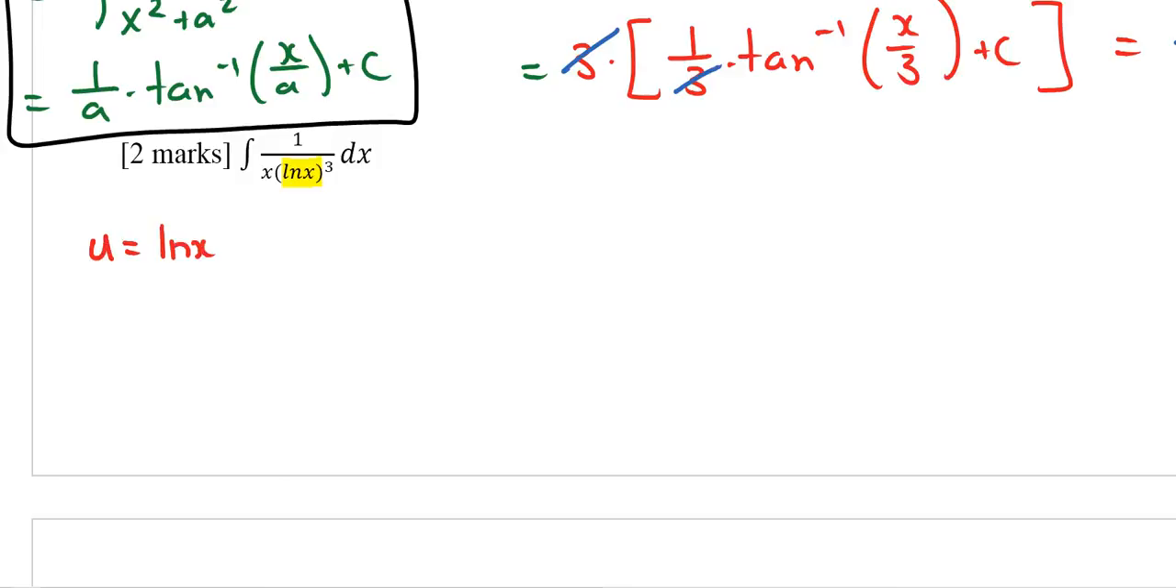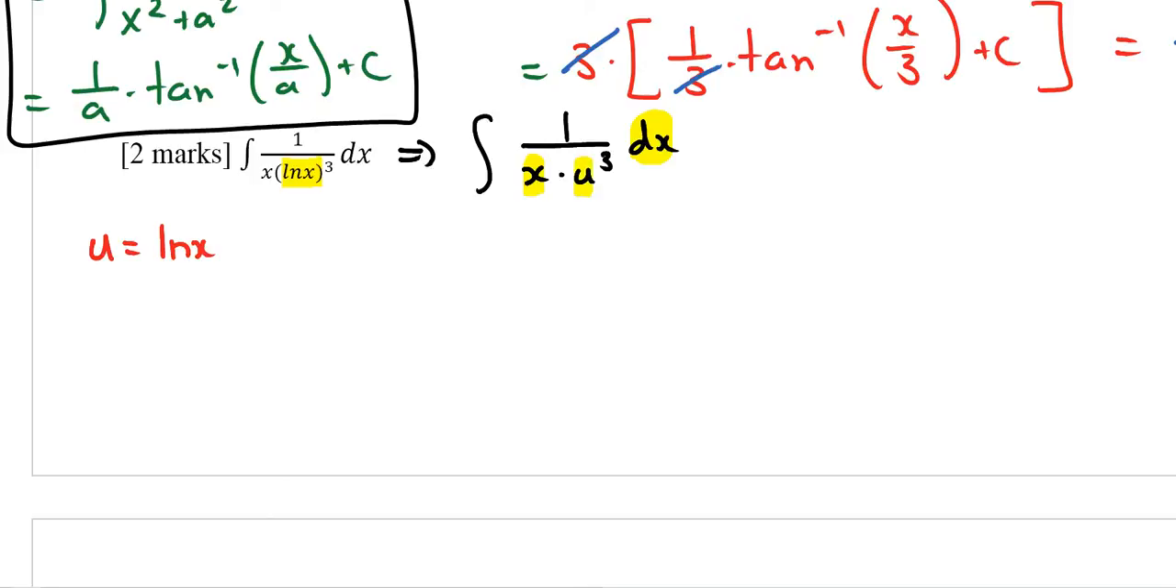Alright, so if I do that, this integral now changes to the integral of 1 over x times u to the power 3 times dx. And as I mentioned in class many times, if you have a dx over here, that means everything on the inside must also have a variable x. So I have an x here and I have a u there.